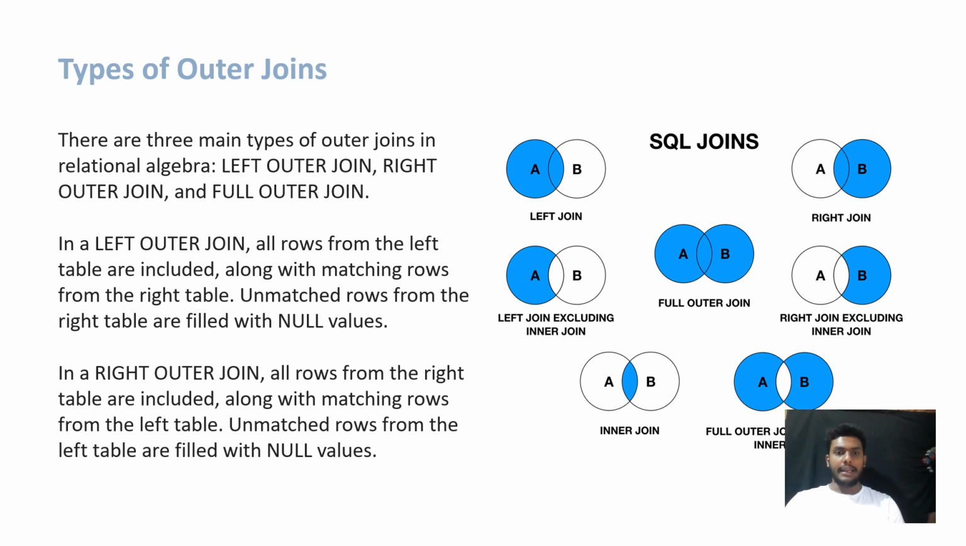Types of outer joins. There are three main types of outer joins in relational algebra: left outer join, right outer join, and full outer join. In a left outer join, all rows from the left table are included along with matching rows from the right table. Unmatched rows from the right table are filled with null values. In a right outer join, all rows from the right table are included along with the matching rows from the left table. Unmatched rows from the left table are filled with null values.